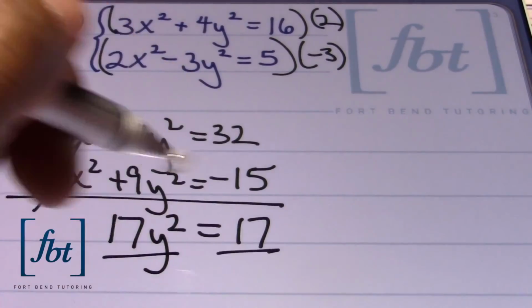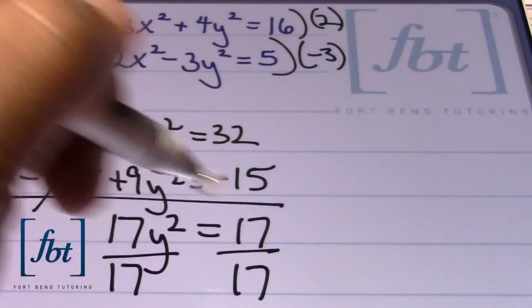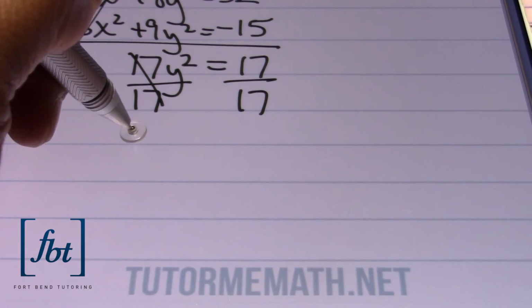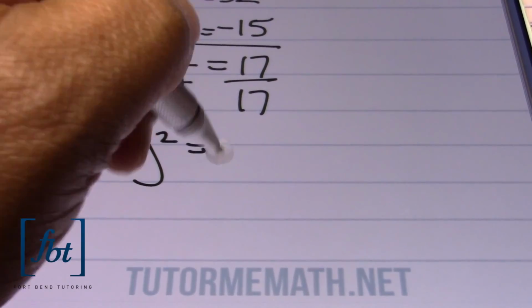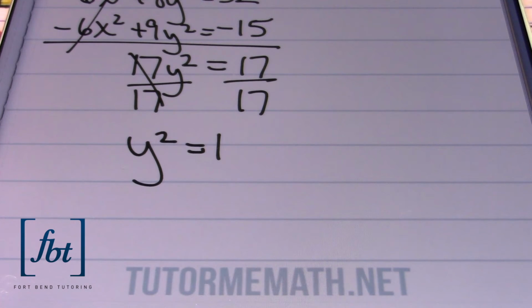Do you see the beauty in this already? We're dividing both sides by 17. We'll get y squared equals 1. That's exactly what we'll get. So at this point, we'll be using the square root property.